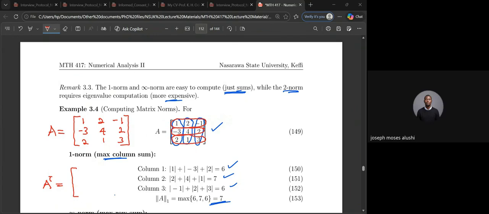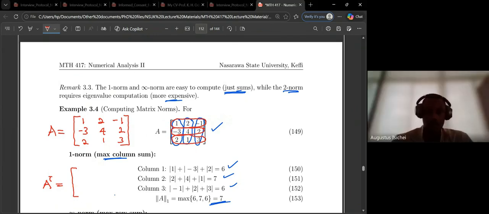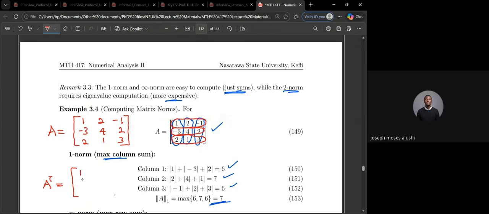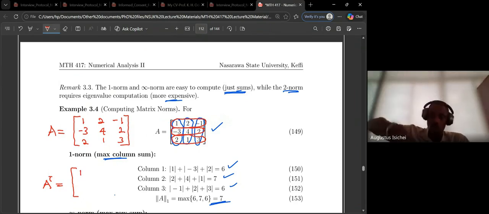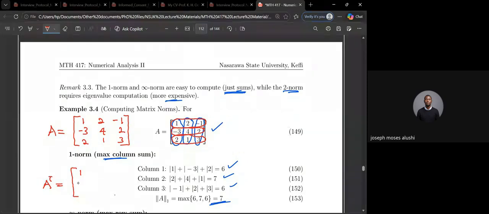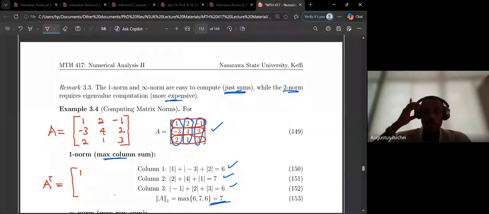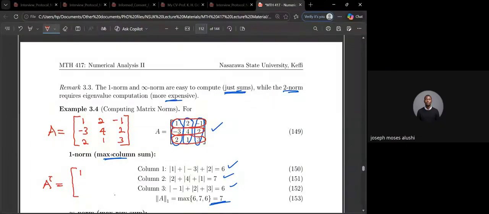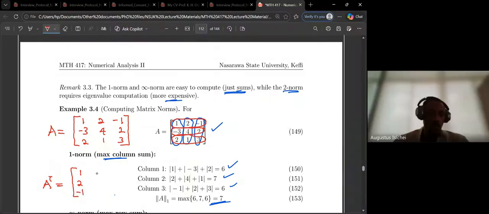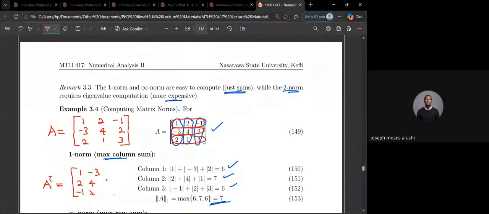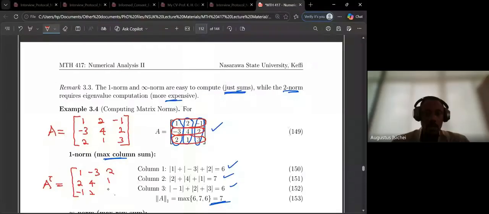Go ahead. One. Yes, sir. Column wise, okay. 1, minus 3, 2. Let me go like this now. 1, 2, minus 1. And minus 3, 4, 2. And then 2, 1, 3. Good. Please, let's give him a round of applause.